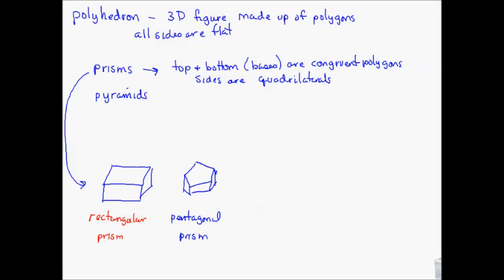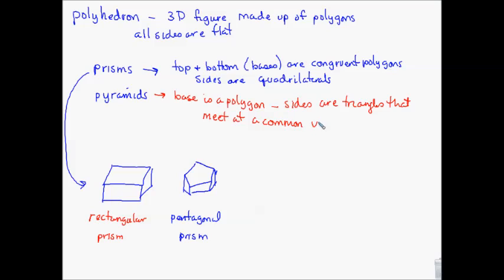Well, it's the same kind of idea with a pyramid, except a pyramid has a base that is a polygon, and the sides are all triangles that meet at a common vertex. And when you think of pyramid, usually the first thing that pops into your head is Egypt, right? Pyramids, Egypt. I'm not very good at drawing these either. I'll just pretend there's a line behind there. And that would be a square pyramid.